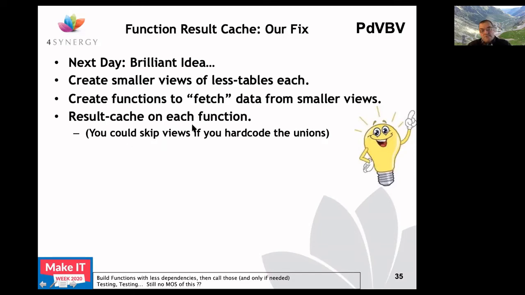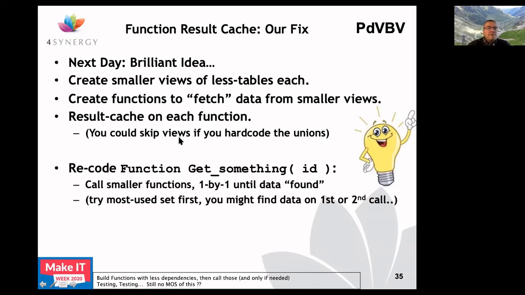And we could search those views one by one. We could even skip the views that we don't need. So we recode the function get something into a number of smaller functions that we call one by one until we find the data. And it's only if the data doesn't exist that we have to go through all the functions until we determine that there isn't any. You can try the most used set first, and we have a fair idea which of the tables would contain 90% of the calls anyway. So we had a good chance of finding it on the first call. And the effect was, yes, we can make it work.